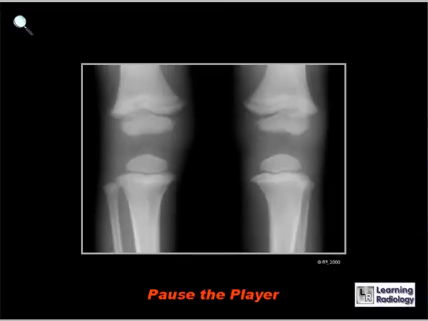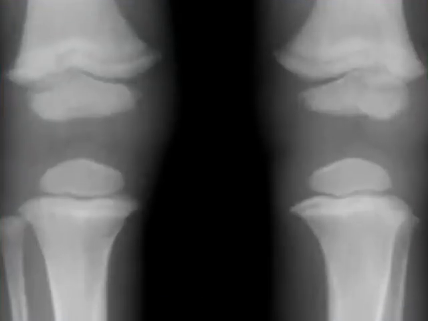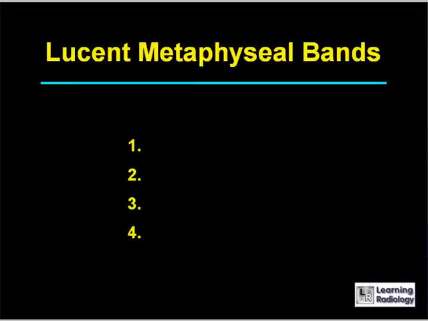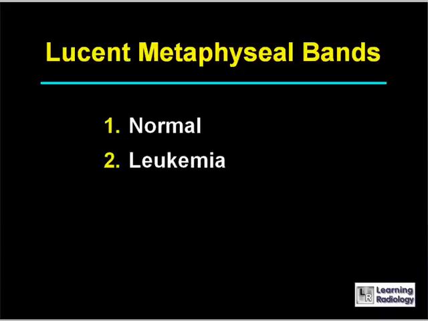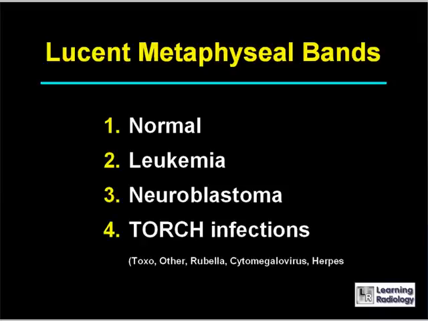Here is the next differential diagnosis. Pause the player. The differential diagnosis is for lucent metaphyseal bands. There are 4 causes listed. Pause the player. 4 causes of lucent metaphyseal bands include normal, leukemia, neuroblastoma, and the TORCH infections of infancy: toxoplasmosis, other, rubella, cytomegalovirus, and herpes.